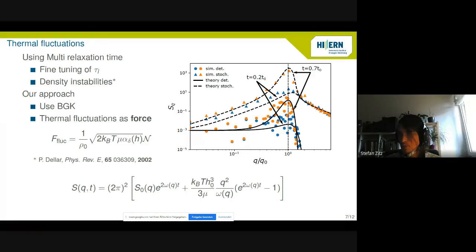So, yes, you're right. If you have a perfectly flat interface, then you don't have a pressure gradient, and then nothing would happen for the deterministic. I mean, of course there's numerical noise, the floating point numbers. So it could be that within years of simulation this would break, but in principle there should not be anything happening for the deterministic.